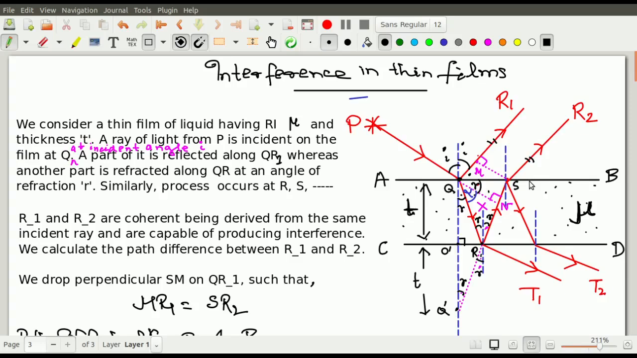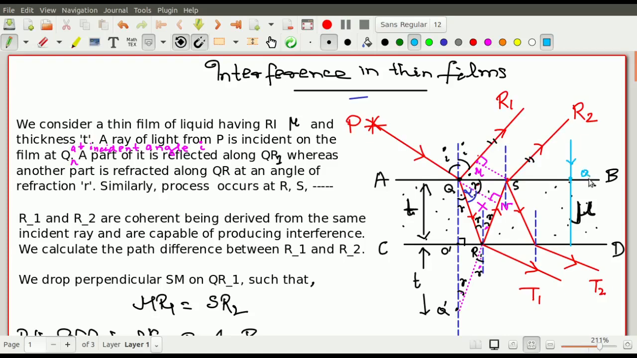And how to check the correctness of this one? Instead of this angular incidence, suppose you consider normal incidence. So if the angle of incidence is 0, the angle of refraction will be 0, and the angle of reflection will also be 0. A ray is incident over here.